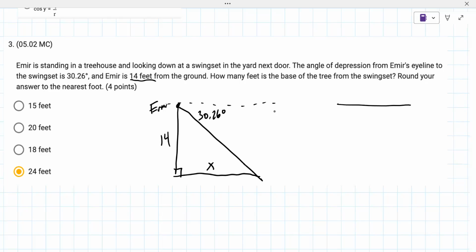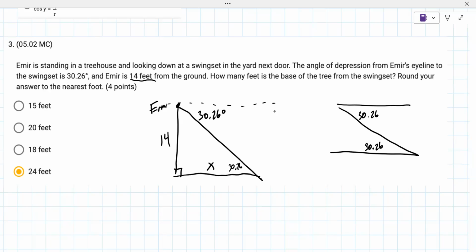So if you recall from parallel lines, this 30.26 is the same as this 30.26. All right, so that means it's this angle down here.